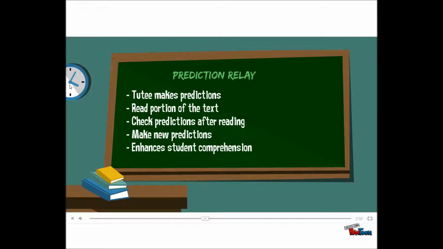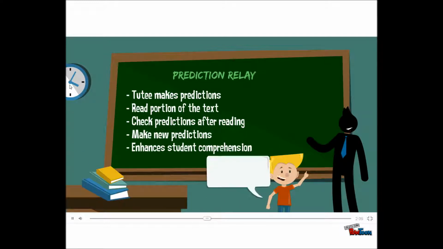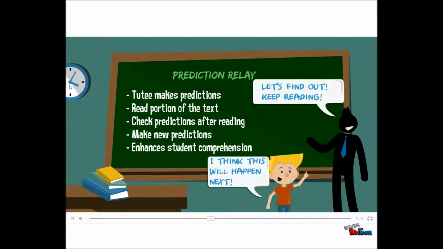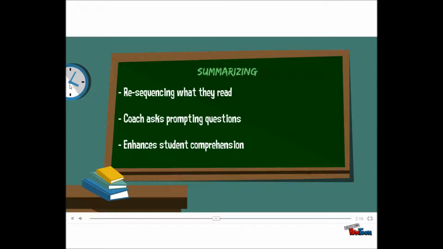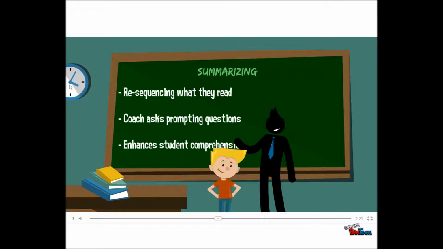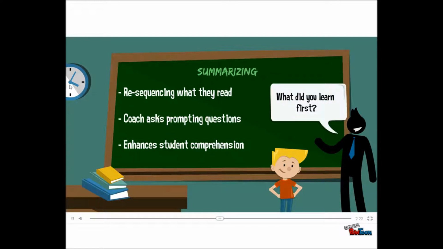Prediction relay involves the tutee making and checking predictions they have of the text. It is associated with stronger comprehension because students need to create new predictions as they read, for the original expectations may not occur. They also perform the task of summarizing the story by resequencing what they've read. The coach asks, "What did you learn first? What did you learn next?" etc. until the story is complete. This process also enhances student comprehension.